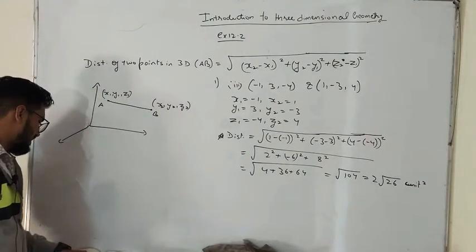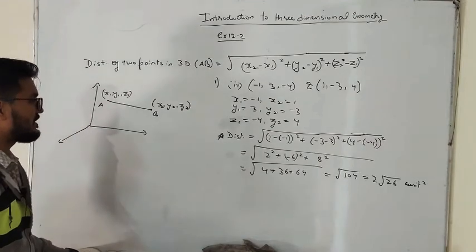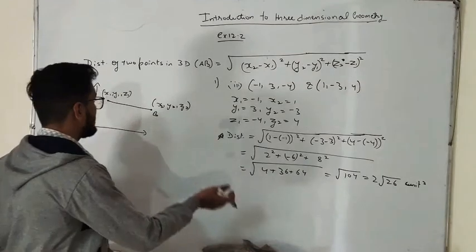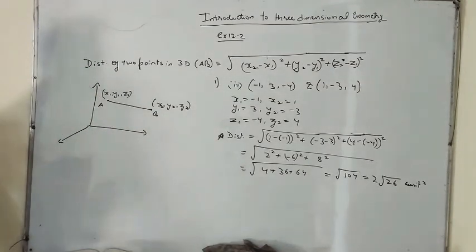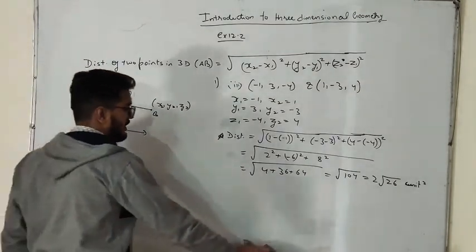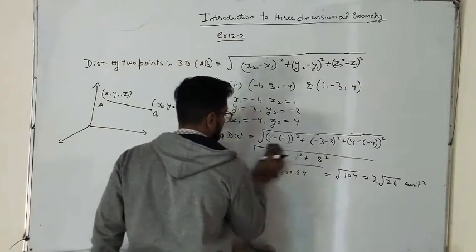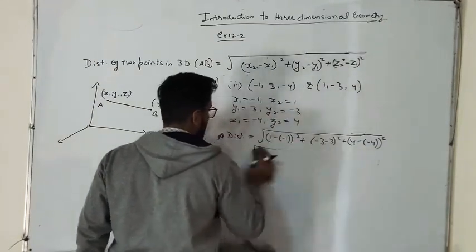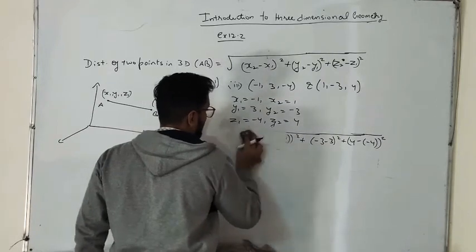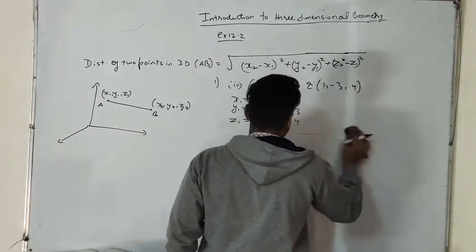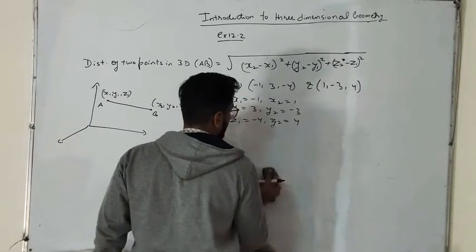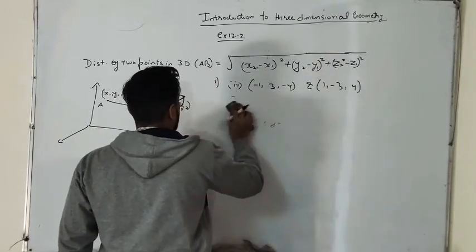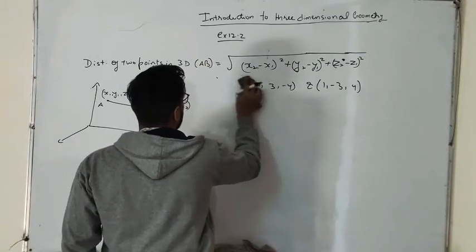Next: show that the points are collinear. If the points are collinear, their distances will be related to each other. Just pause the video and note this down first. Collinear means the points lie in a straight line, so if points lie in a straight line, there will be some relationship between the distances. Let us analyze that relationship.